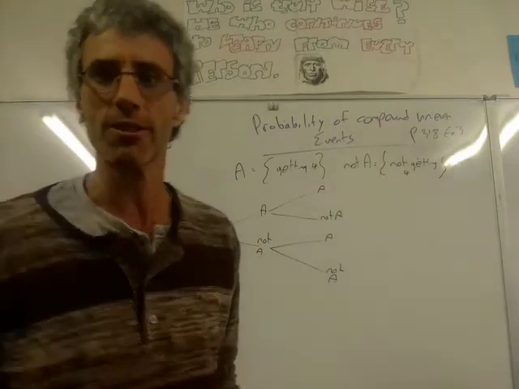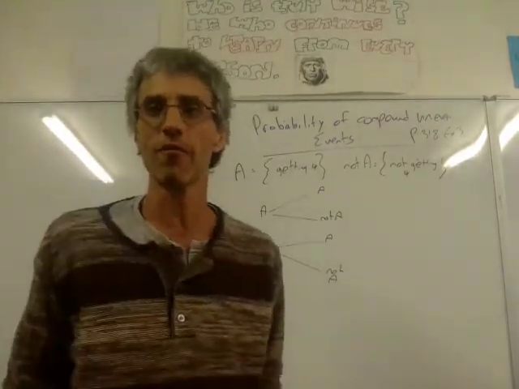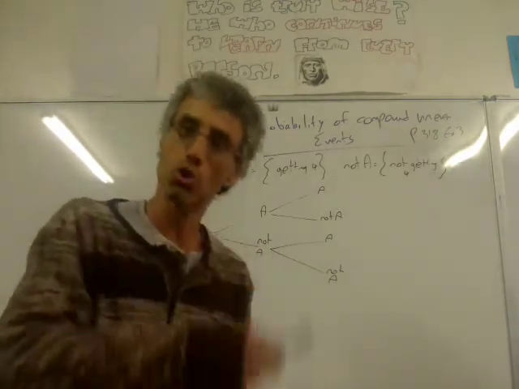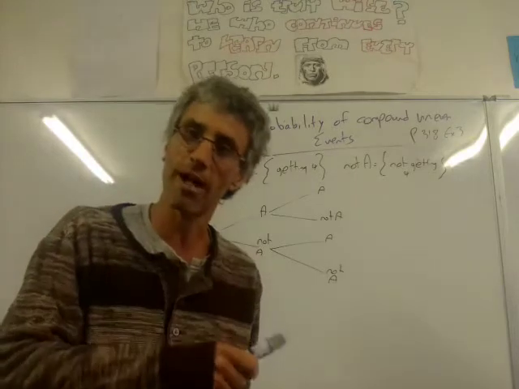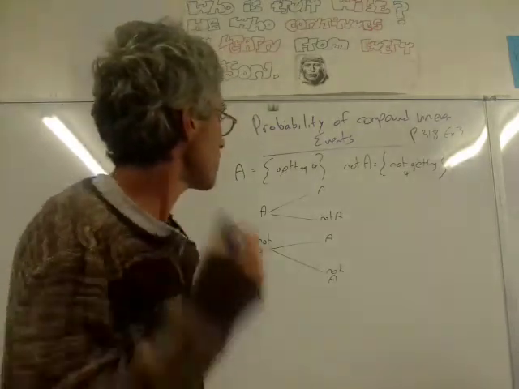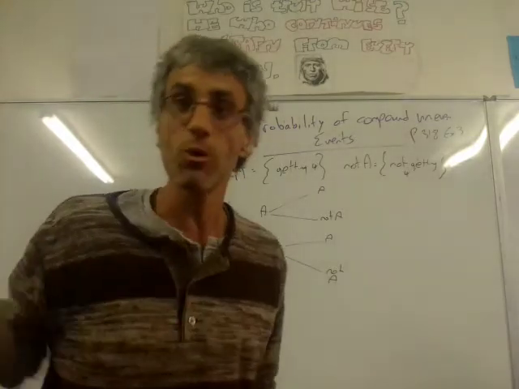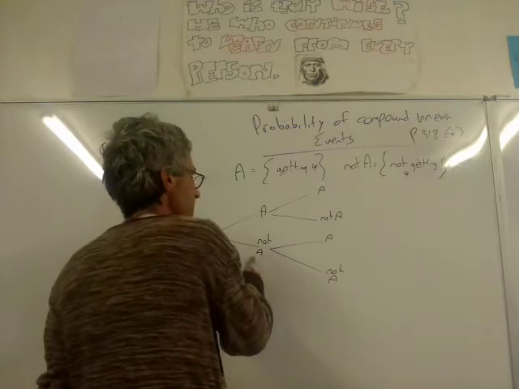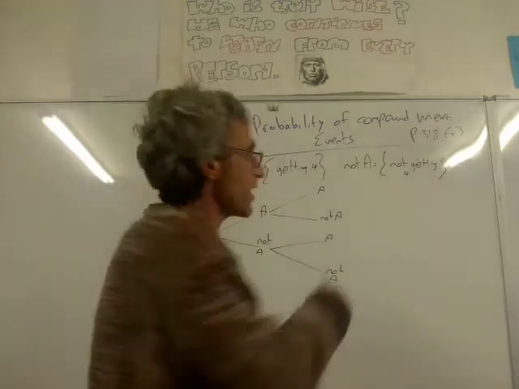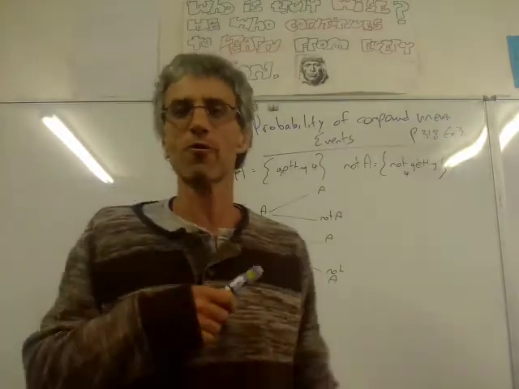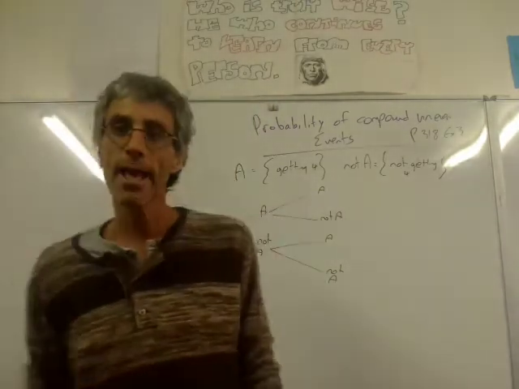What does it mean, not A? In other words, not getting a 4. In other words, it's getting 1, 2, 3, 5, or 6. So not getting 4. And eventually we're doing it twice. So we're throwing the dice, we either got A or we didn't get A. Then we're throwing it again, and again we either got an A or not A, and we're going to answer a bunch of questions about that compound event.